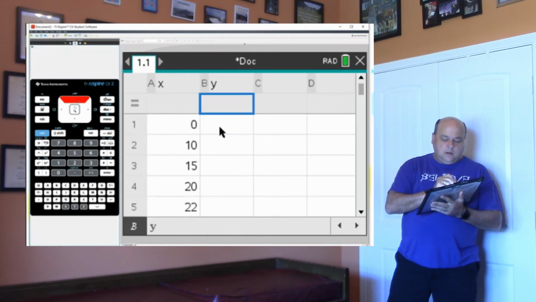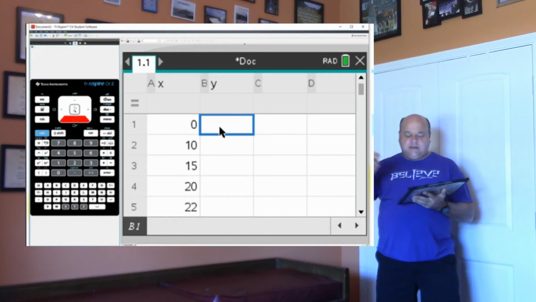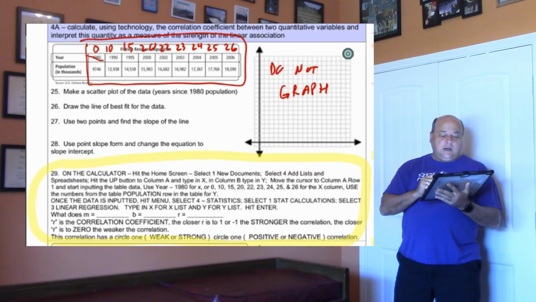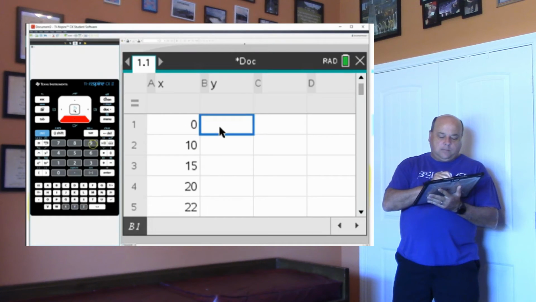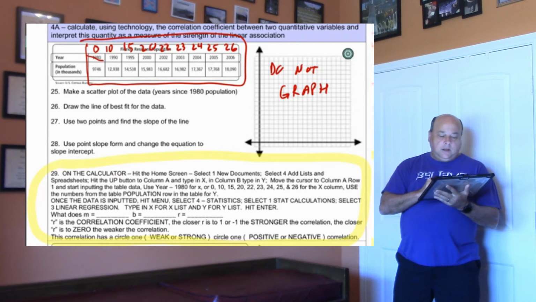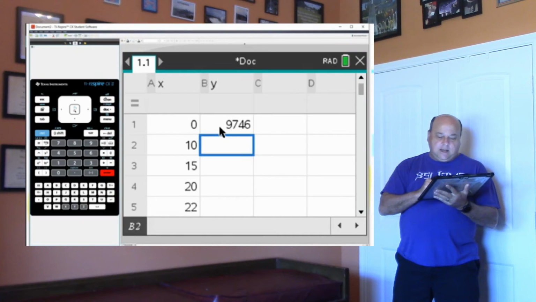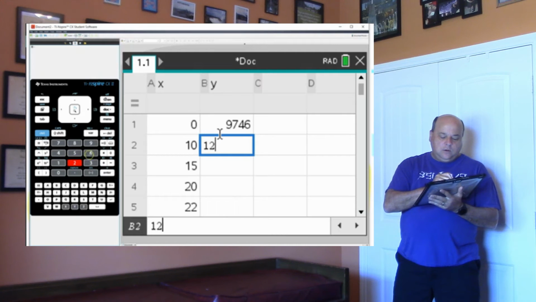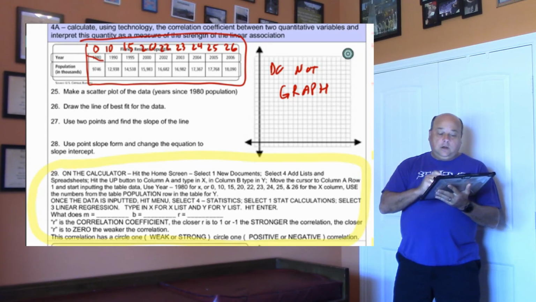5, 4, 3, right here. Now I'm going to type in my Y's. This will be a little bit more tedious. 9, 7, 4, 6. I'm probably going to have to go back every time. Enter. And then 12, 9, 3, 8. Enter.